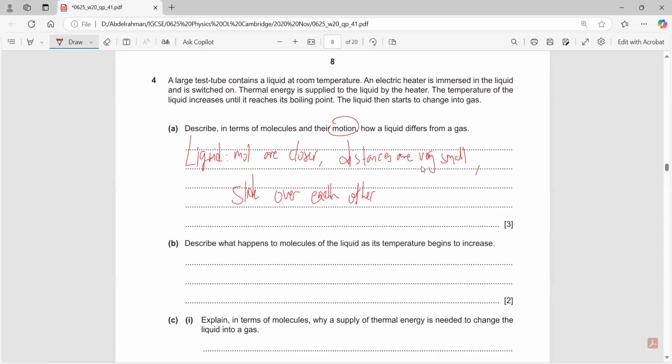Describe what happens to molecules of the gas as the temperature begins to increase. What happens to the molecules of the gas? They gain kinetic energy. And as they gain kinetic energy, they move faster and further apart.